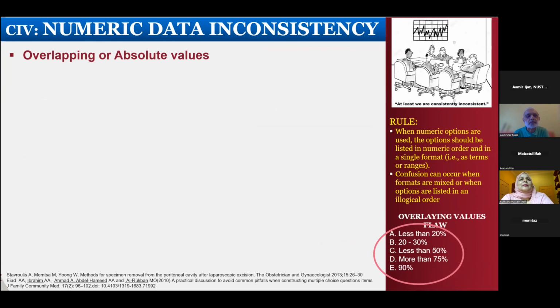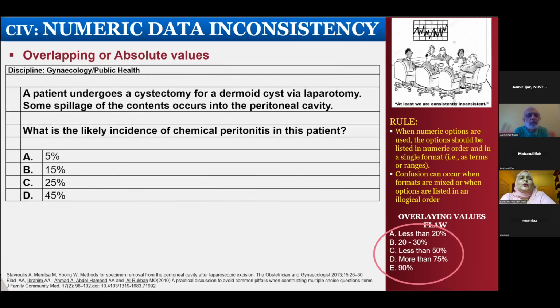Okay. Then there's the numeric data inconsistency, overlapping or absolute values. A patient undergoes a cystectomy for a dermoid cyst via laparotomy. Some spillage of the content occurs into the peritoneal cavity. The question is, what is the likely incidence of chemical peritonitis in this patient? This question I have taken from one of the gynae MCQ books, and the options given are 5, 15, 25, and 45.